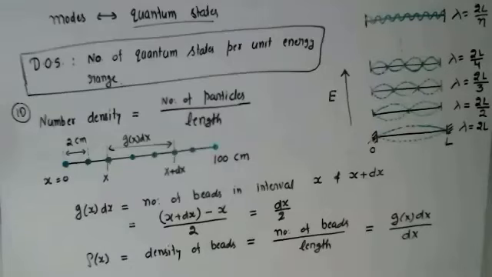Is this clear, this concept? Basic now formula: how to calculate the number of beads in a string and how to calculate the density of the beads in that string. Yes sir, can you tell me once how x plus dx minus x is written?